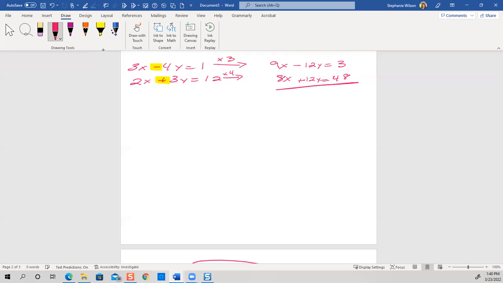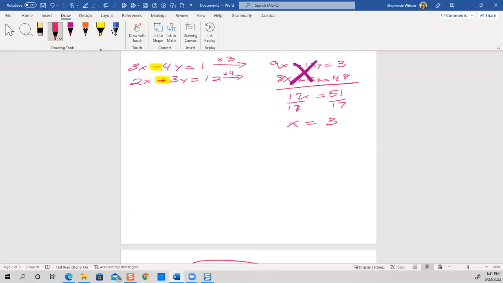And now let's add them up. Well, when I do that, what happens? The y's go away, and that's what we wanted. So now I have 9x plus 8x is 17x equals 3 plus 48 is 51. Let's divide by 17, because we want a coefficient of positive 1 on the x. That gives me x is equal to 3. All right, so we know we're going to have one solution because x equaled something.